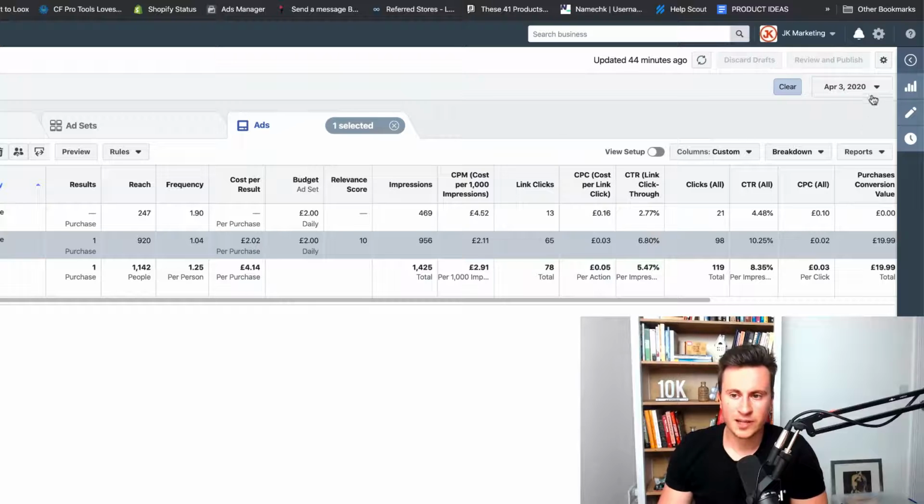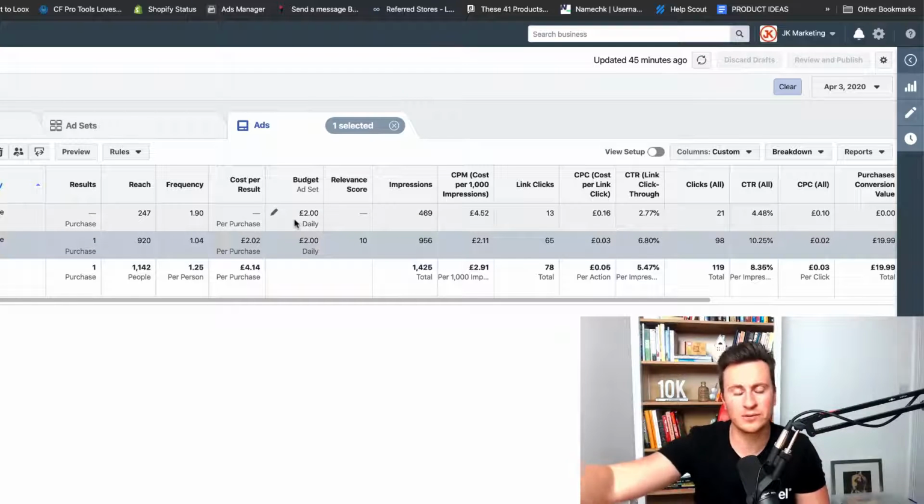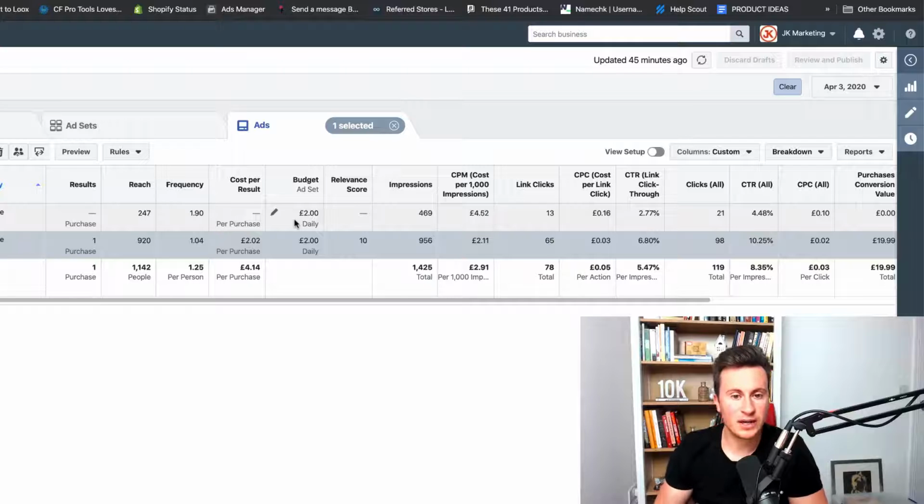So on screen now is April the 3rd, 2020, so almost 2 weeks ago now. And just to give you an introduction into how this strategy works, the couple of ad sets I want to show you, for example, are these two here. The top one is a retargeting ad. The second one is a cold interest ad. So it's going out to people who have never seen my product, my brand, or my Facebook ad before. Both of them are on a £2 per day budget, which you can see here.